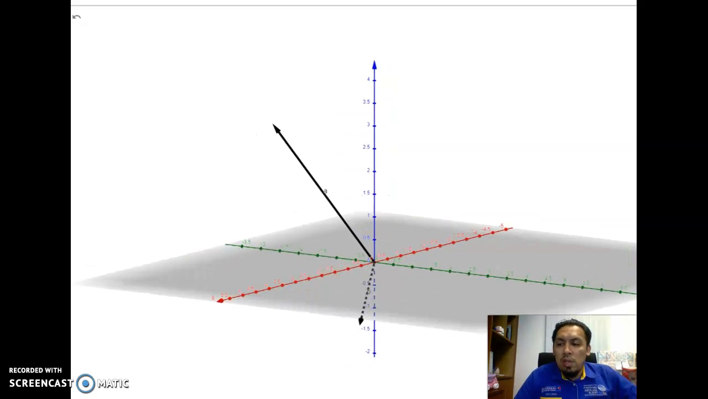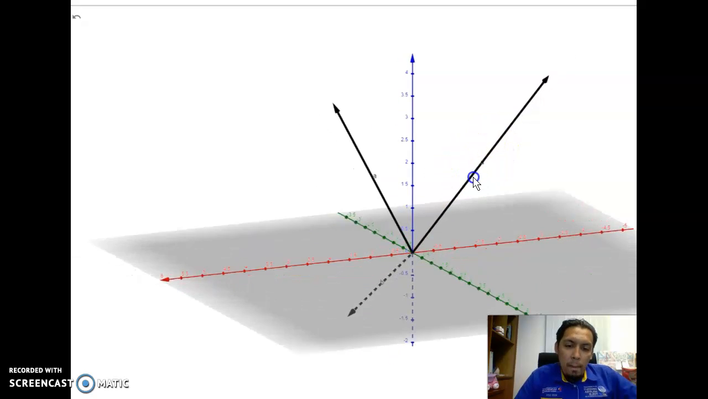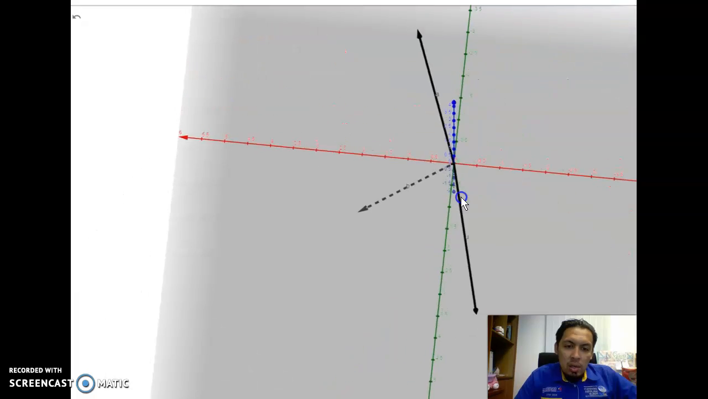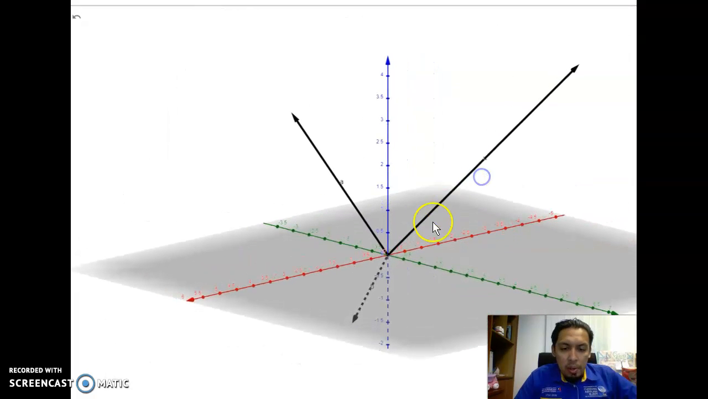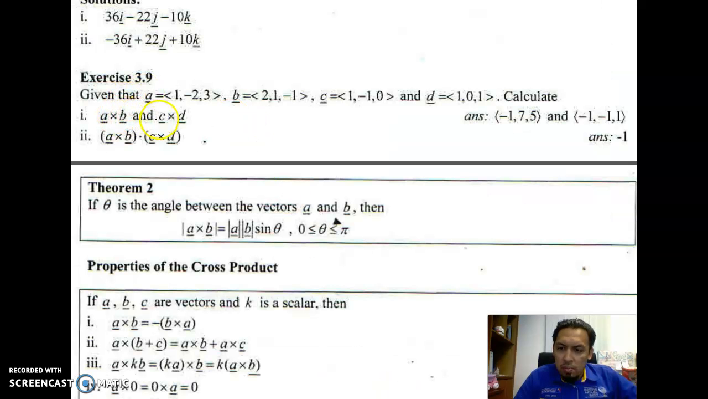So let's see where it actually is. This is the new vector, negative 1, 5, 5, the one that we calculated just now. As you can see, it appears perpendicular to A and B. This is where you can expect the new vector to appear. So that is the first question of the cross product. You can try to do the next one on your own.